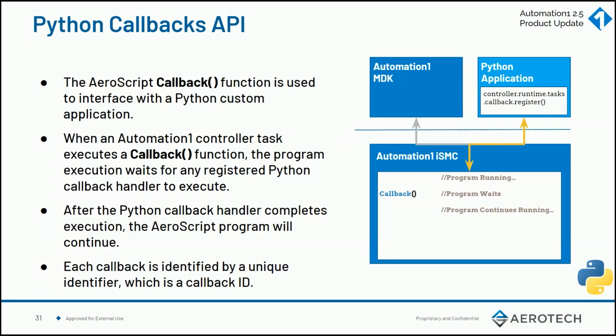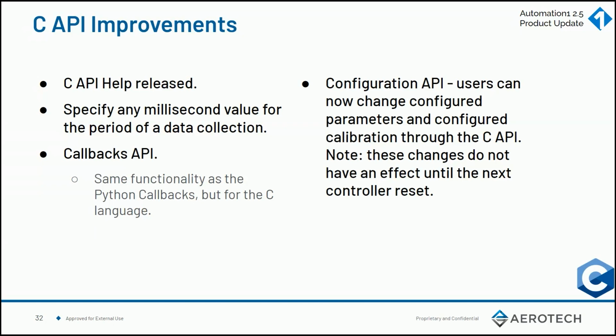and that's now available in Python. And the C API, we actually just released a C API help documentation as a fully featured help like the .NET and Python already have. So for anybody using C, it's a lot more user-friendly now that you have the help files. You can specify any millisecond value for the period of data collection in C now. That's another nice new feature.